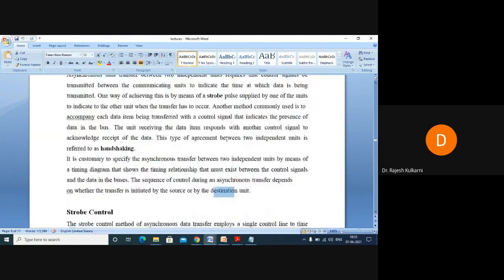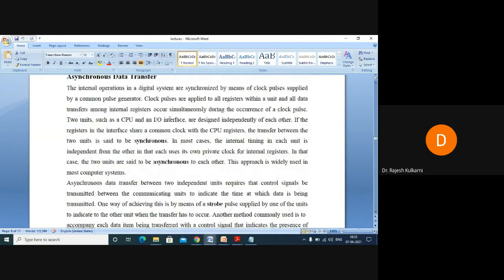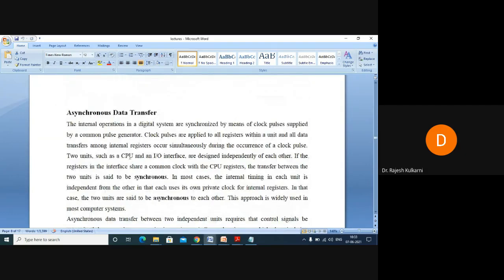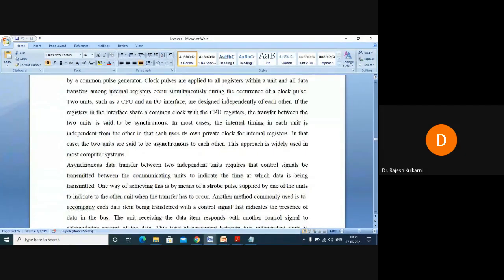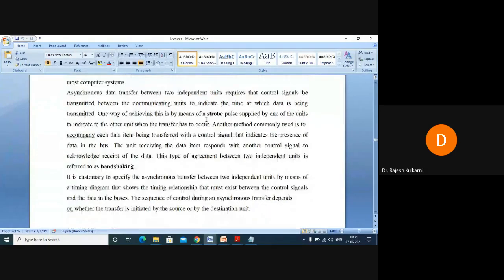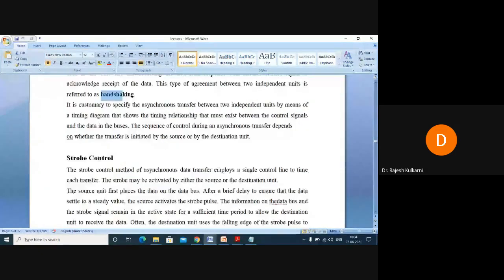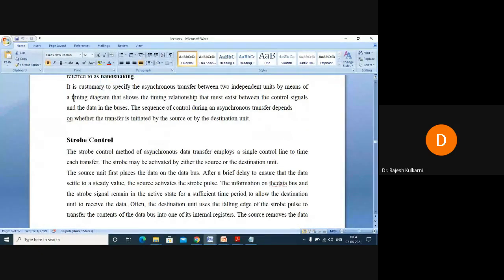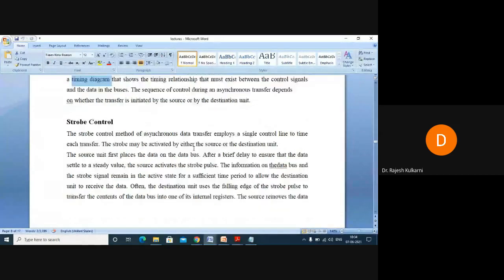Okay, so hopefully you understood the meaning of synchronous data transfer, the meaning of asynchronous data transfer, and the meaning of strobe pulse, because strobe pulse is used for asynchronous, and handshaking is again used for asynchronous. And one more keyword is timing diagram.